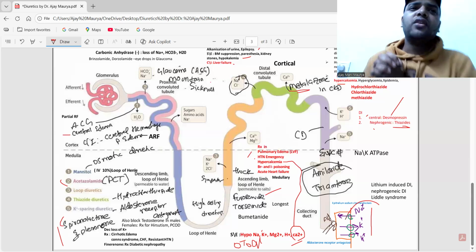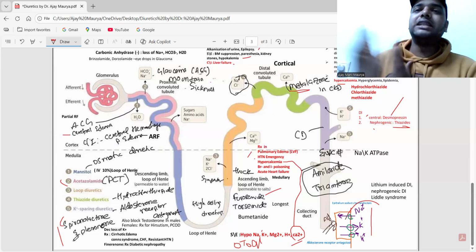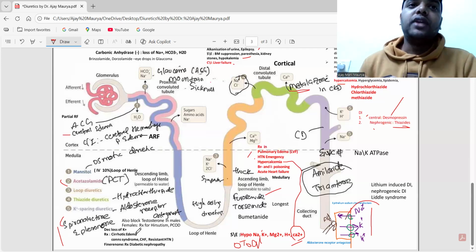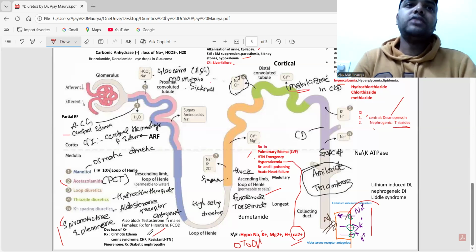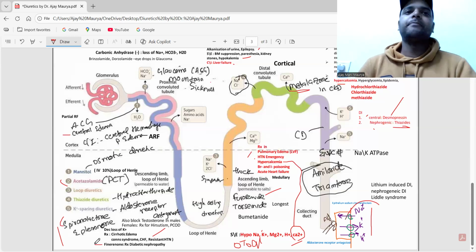Now, where are you going to use the potassium sparing diuretics? In cirrhotic edema, liver cirrhosis edema, Conn syndrome, chronic heart failure, congestive heart failure, and resistant hypertension. In these cases, we use potassium sparing diuretics. And for the treatment of diabetic nephropathy, there is one drug called finerenone. This is the new drug for the treatment of diabetic nephropathy.